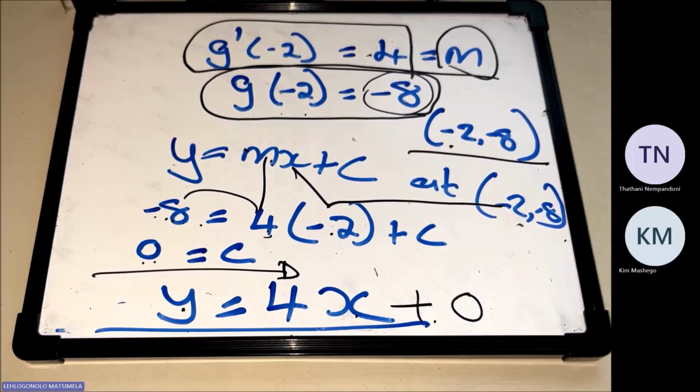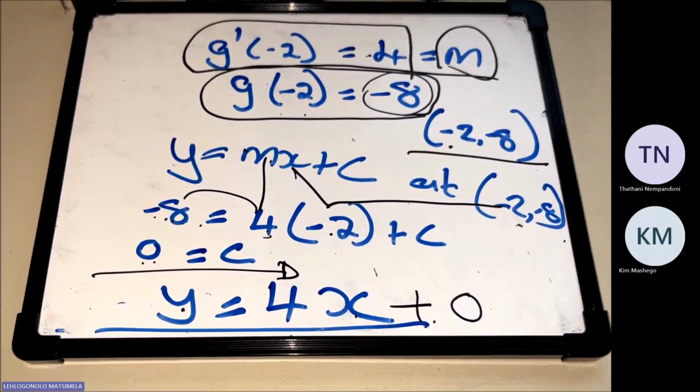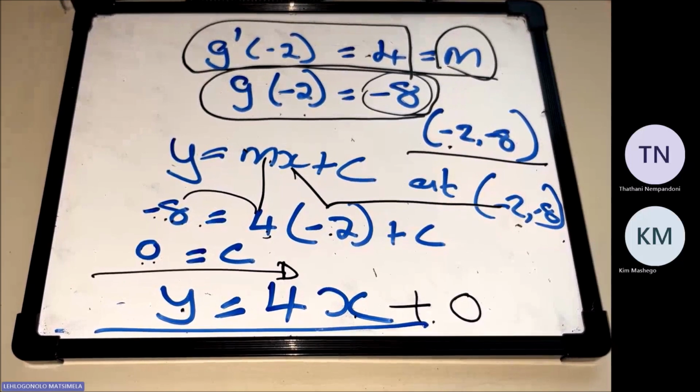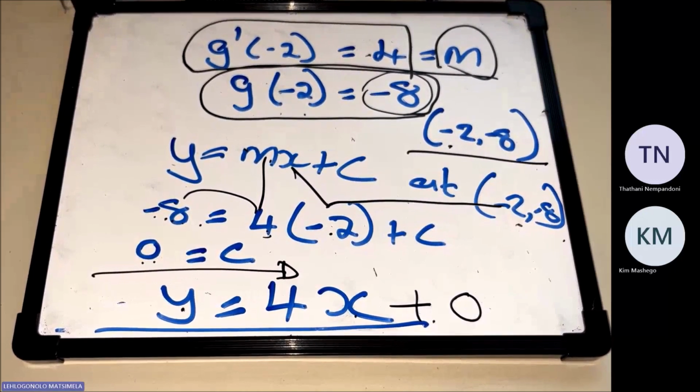Yes, this is how we find the gradient. And this is how we find the equation of a tangent to the graph. So there are many ways we can do this. But I'm trying to say there are a lot of questions that we can look at, but if we cannot understand how we do it, there is no way we are going to win.